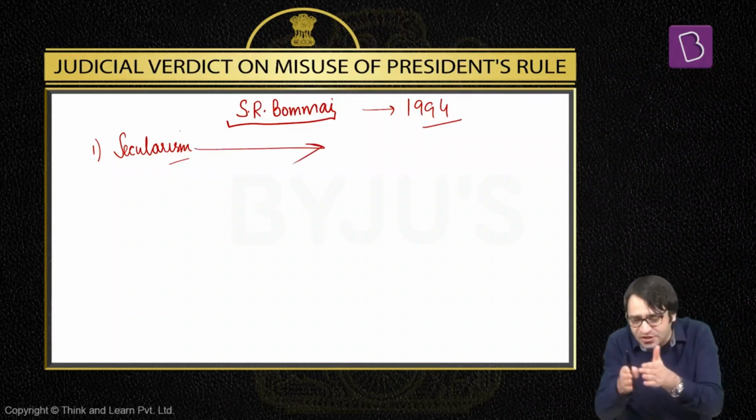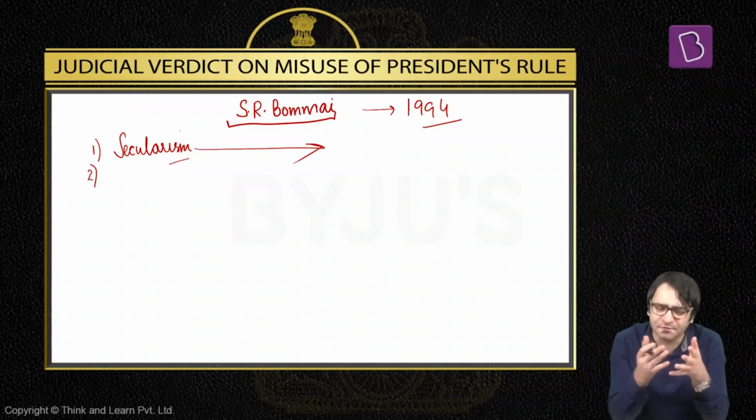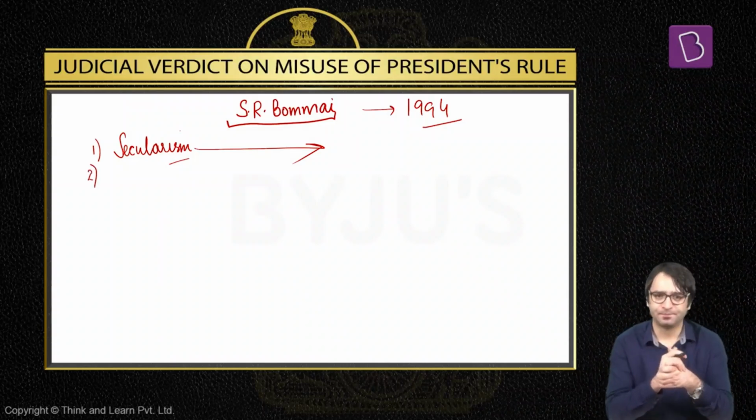Because if you violate secularism, which is part of the basic structure of the Indian Constitution, it can be viewed that there is a breakdown of constitutional machinery. President's rule is justified. The Supreme Court said that there is a difference between breakdown of law and order and breakdown of constitutional machinery. For example, I'm a political party.